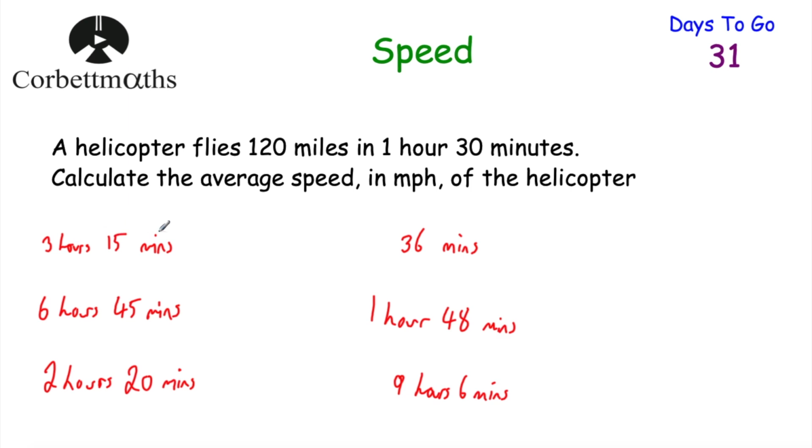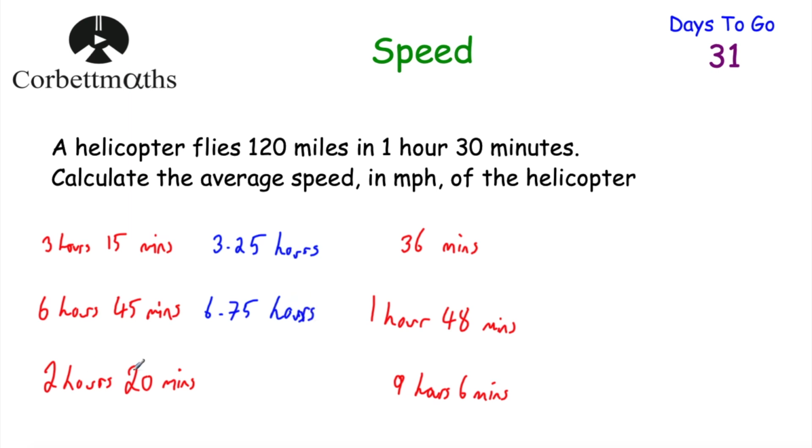Okay, so 3 hours 15 minutes, that'll be 3.25 hours. And the reason is 15 minutes is a quarter of an hour, so that's going to be 0.25. So we've got 3 hours and 15 minutes, so it's going to be 3.25 hours, and that's it. Okay, next, we've got 6 hours and 45 minutes, so 6 hours, that's 6. And then 45 minutes, so that's 3/4 of an hour, and 3/4 as a decimal would be 0.75. So it's going to be 6.75 hours.